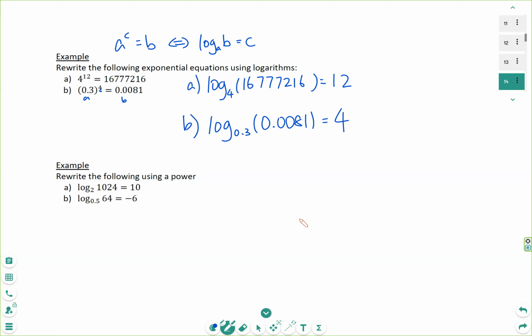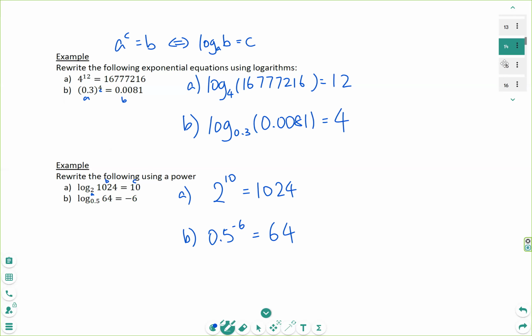All right. What about the other way around? Okay, we write it using a power. So log a b equals c, a to the power of c equals b. Part b, same thing. a to the power of c equals b.